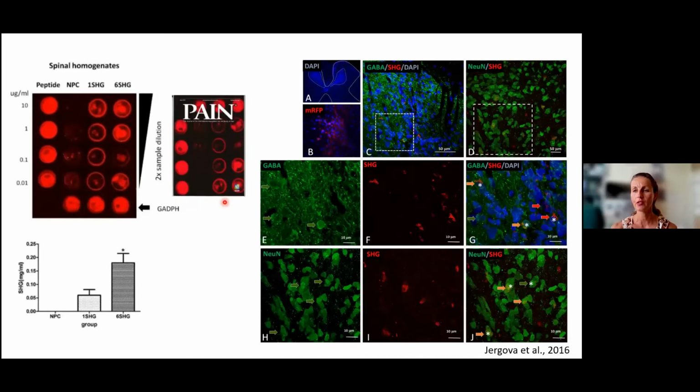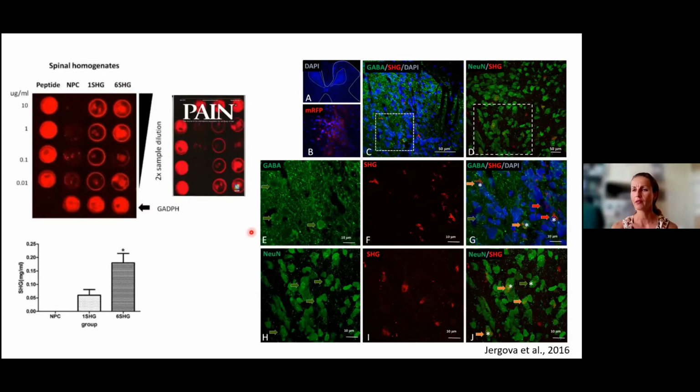Then we also evaluated the presence of the serine histoglandin in the spinal cord of animals, in the spinal homogenates. We published this paper in Pain, and one of those pictures got on the cover of the Pain journal. So I was very happy about that. Those results were very exciting.